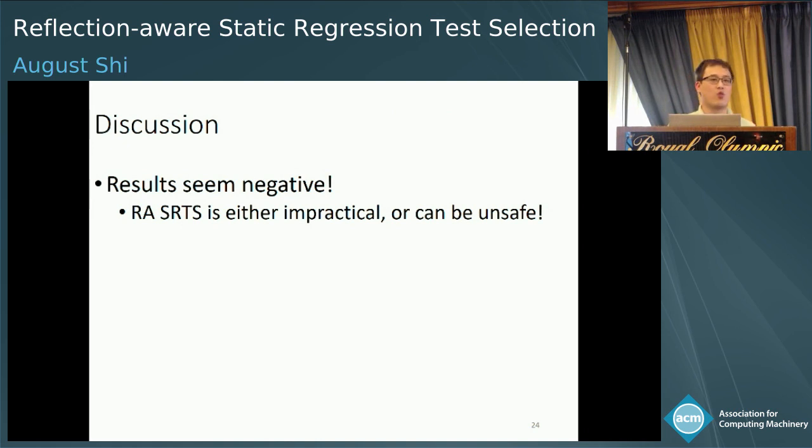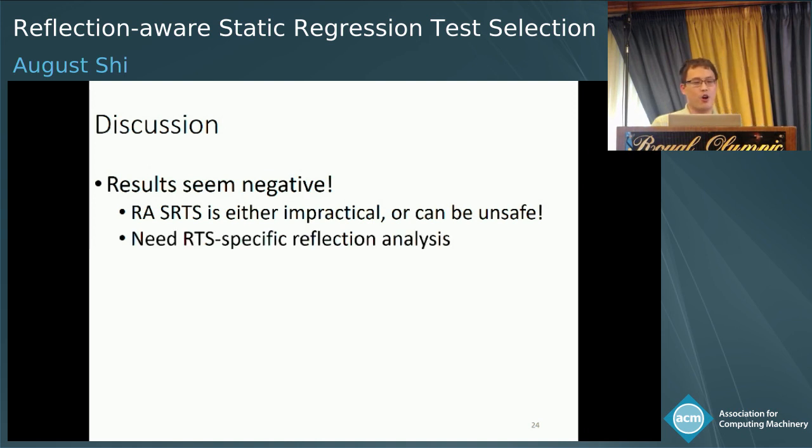So overall, our results seem rather negative: the techniques are either impractical in the sense that they run too long, very close to just running all tests without using selection, or in cases where they seem to save some time, they're still unsafe, so we're still missing some tests that we should run. This prompts us to say, we need some help now. We need to develop perhaps some RTS-specific reflection analysis to achieve our goals: fast analysis that allows us to select quickly what tests are affected, while still running the tests that should be affected by the changes.